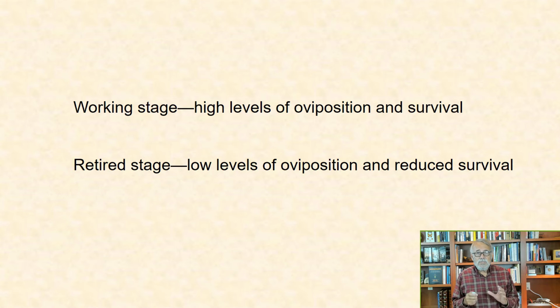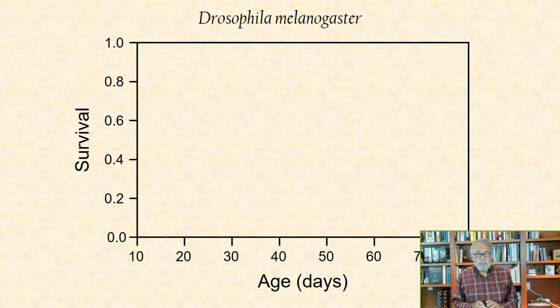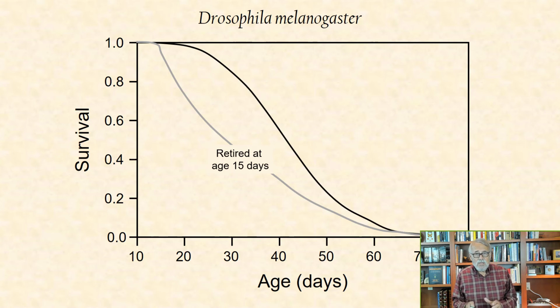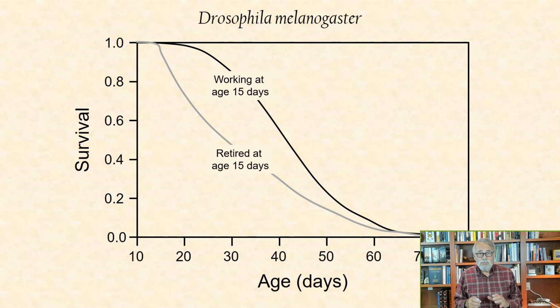This model showed that the retired stage in Drosophila typically lasts 1/4 of the total adult lifespan, and the age of transition varies between flies. As a result, cohorts of same-aged flies contain mixtures of working and retired flies. Examples of the survival difference between working and retired flies are shown here, where stage-dependent conditional survivorship is shown for 15-day-old flies. Retired flies had significantly lower subsequent survival than working flies of the same age.